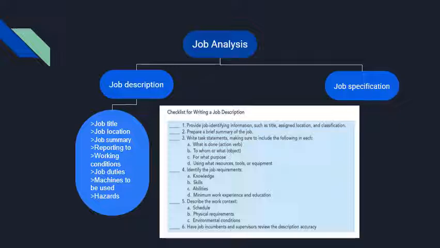The main two components are, first, the job description, which has to be a written summary of the specific tasks, responsibilities, and working conditions for a particular job. It also includes the job title, job identification, specifying important aspects of the job, essential duties, and responsibilities. In the middle is a sample checklist of what a job description should look like.